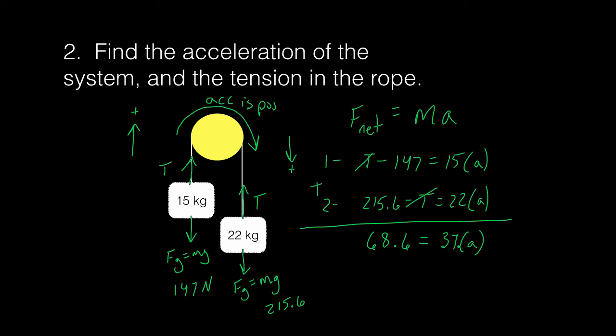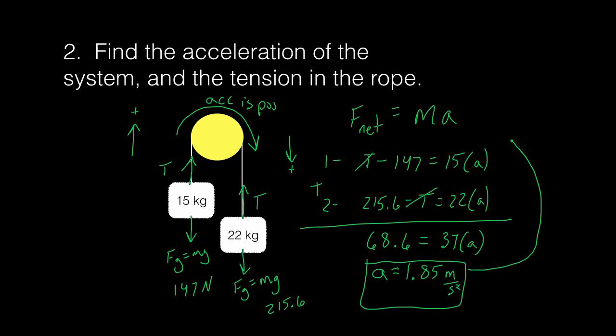times a. Okay, now to solve for a, you divide each side of that equation by 37, so 68.6 divided by 37, and I get 1.85, so acceleration is equal to 1.85 meters per second squared. Okay, and now once you find your acceleration, it doesn't matter which equation, but plug it back into one of them for your acceleration value. And so we do that real quickly.